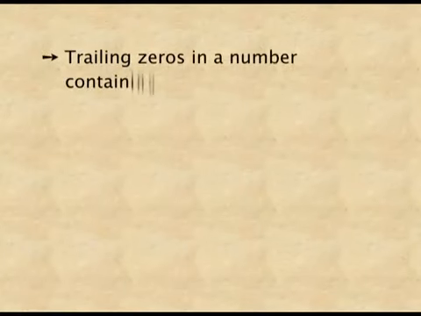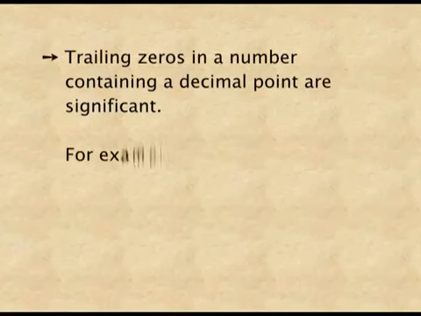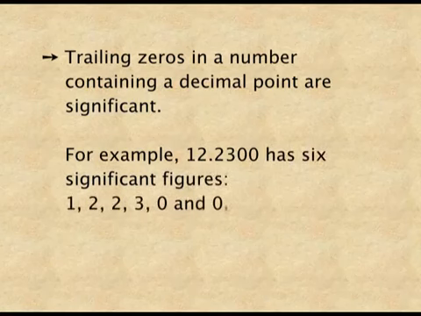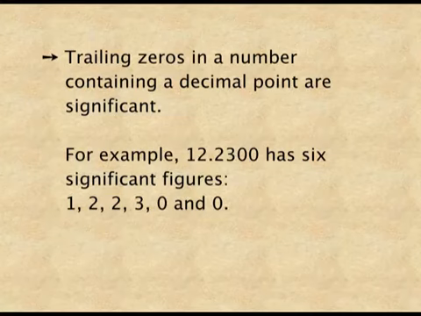Next rule. Trailing zeros in a number containing a decimal point are significant. That is, all those zeros which are after the decimal are significant. Let's see an example. 12.2300 has 6 significant figures. Here the two zeros are after the decimal, so they are also significant.